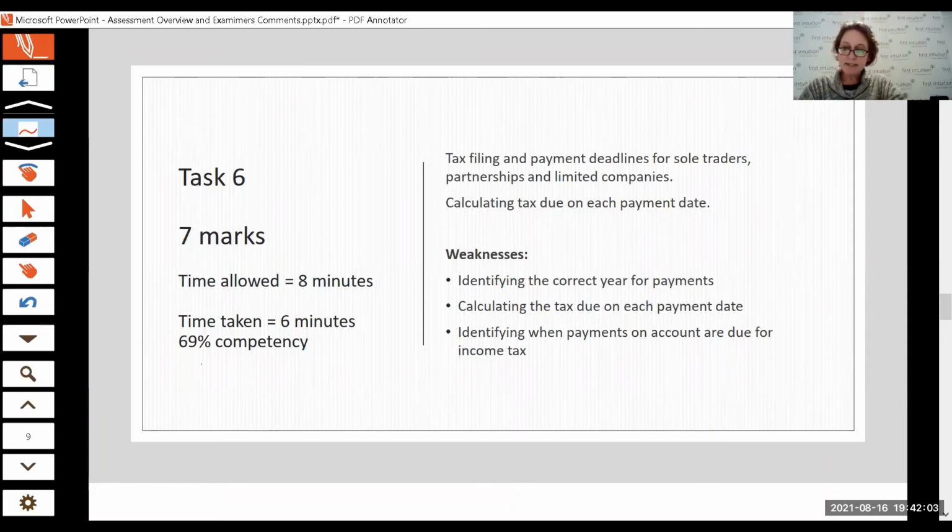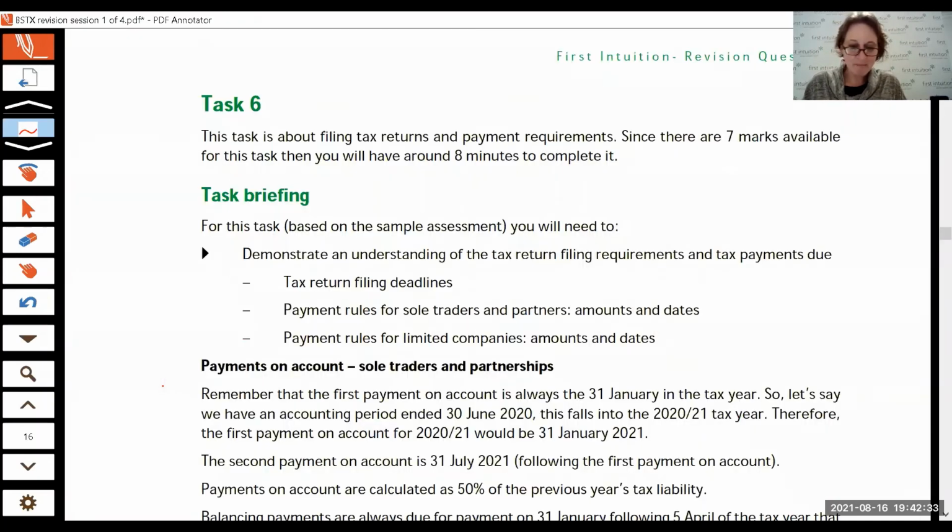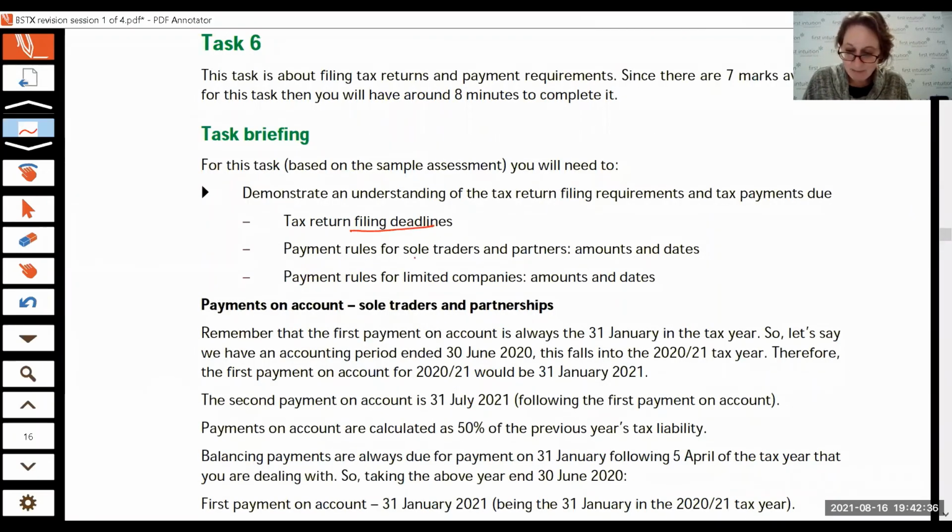In terms of weaknesses, getting the years right. This is where Anne's timelines come into their own again. You'll see I'll be on timeline overdrive again with this section. So timelines, getting the years right, really important. Making sure you've got the right amount of tax due on the right dates, and particularly for individuals, which we're going to have a look at now, when payments on account need to be paid. So I really like this task. I think this is a great little task, but not everybody agrees. But yeah, finding deadlines, payment rules for sole traders and partnerships, as well as for companies.